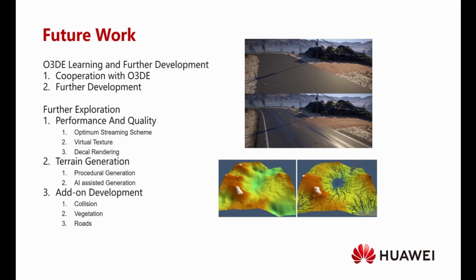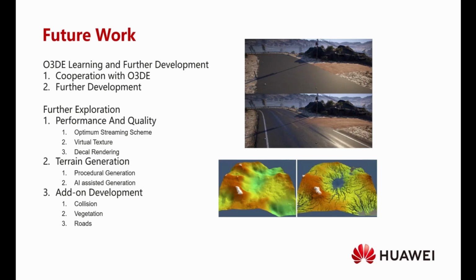The performance and quality balance remains on the top of our list. We will keep optimizing the streaming mechanism so as to support the size of a digital city in the near future. Virtual texture and decal rendering will be critical to provide a high visual quality. However, they are closely related to the renderer capability, which again may need close cooperation with the O3D team.